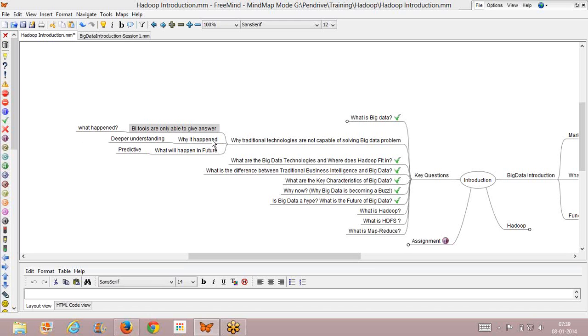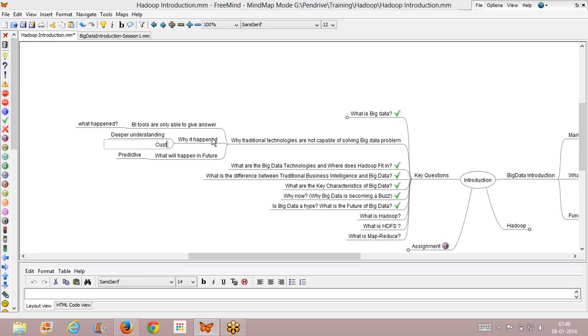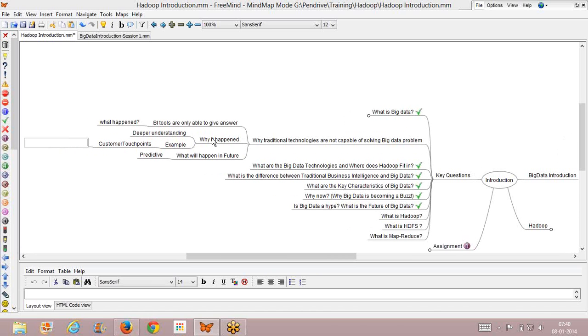Let me give you an example here. With BI, let's say the sales forecasting was saying that your sales went down and you were not able to understand why it happened. To understand why it happened, you need to understand all the customer touch points. So let's look at all the customer touch points. One of the customer touch points will be the online interaction with the website. What information can we get from there?